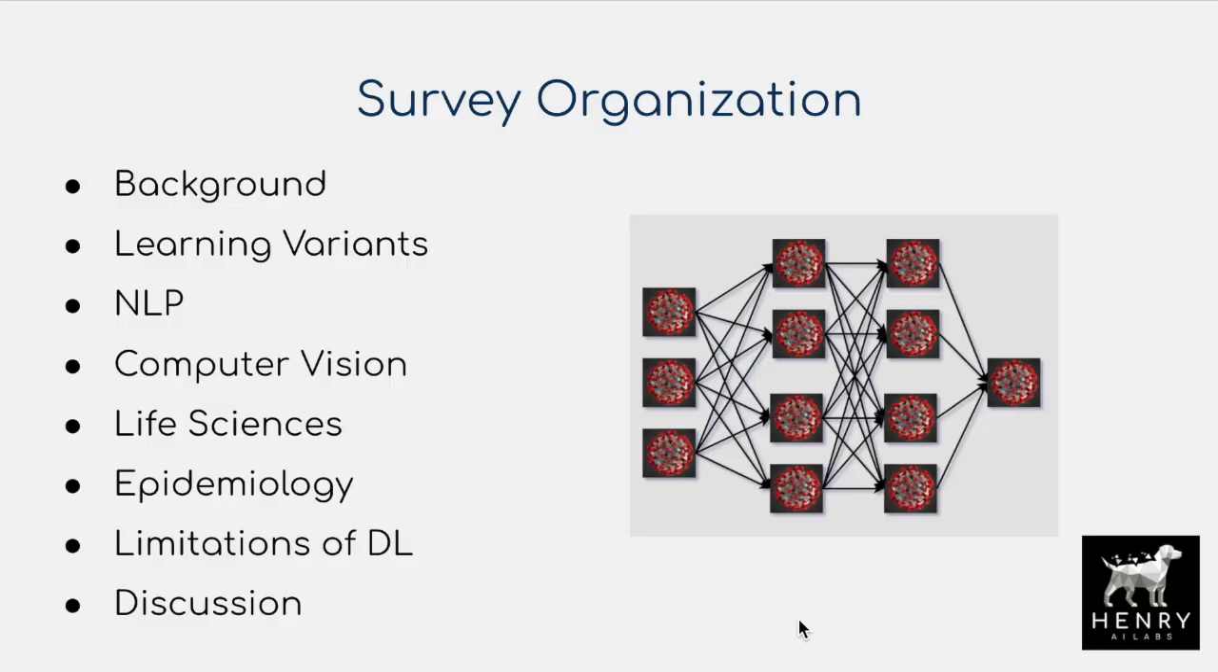Our survey begins with a background on some of the other survey papers that have been released that cover either data science to combat COVID-19 or machine learning to combat COVID-19. Unique to our survey is our focus on deep learning. We're the first survey to really specifically look at deep learning technologies compared to, say, data science as a whole. Then we'll discuss learning variants.